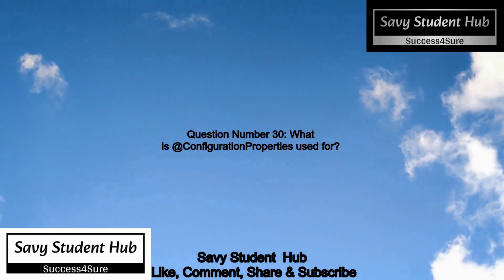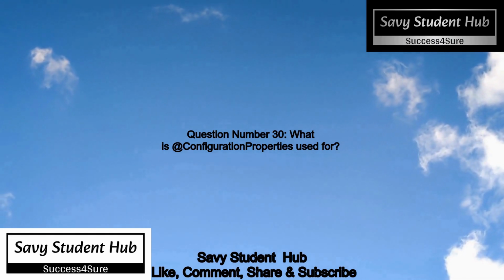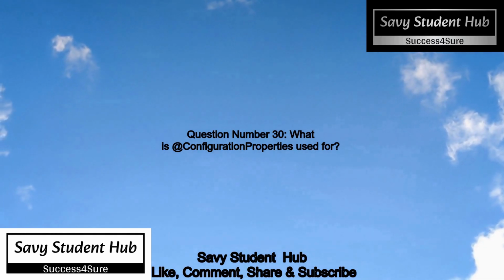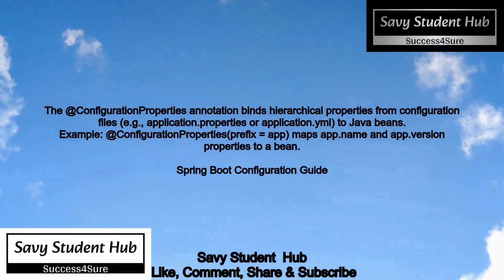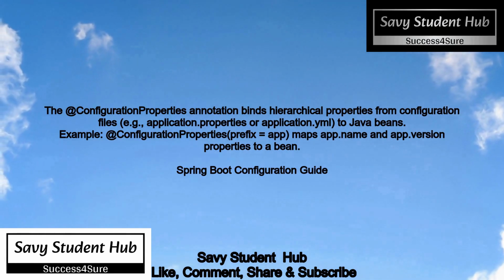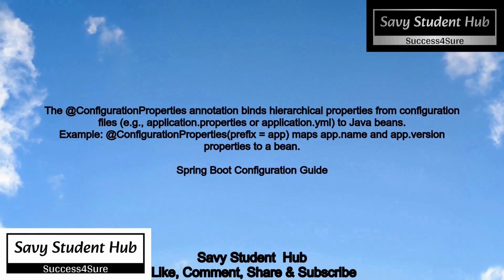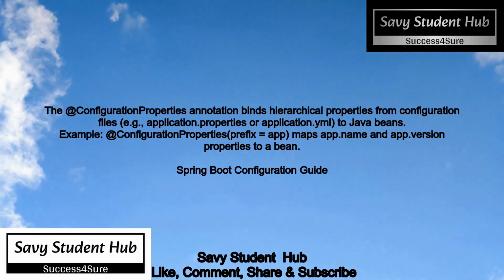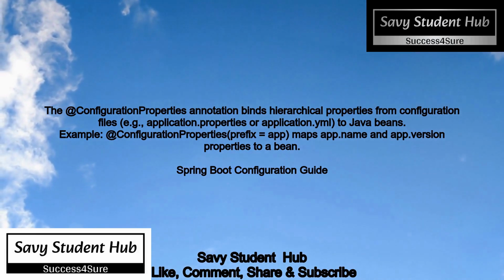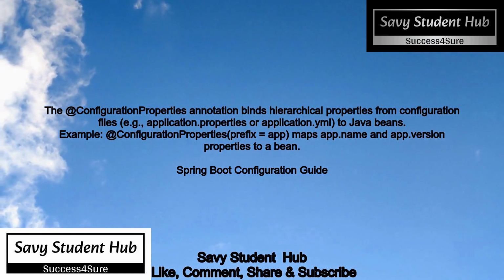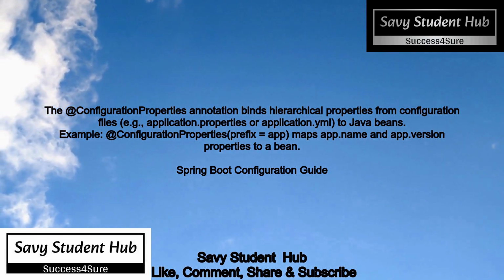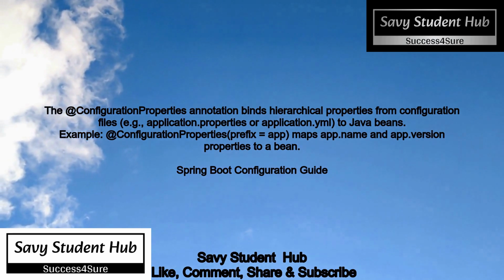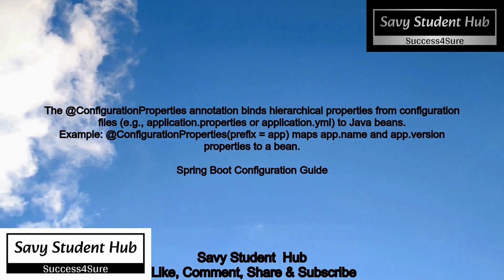Question number 30. What is @ConfigurationProperties used for? The @ConfigurationProperties annotation binds hierarchical properties from configuration files, e.g., application.properties or application.yml, to Java beans. Example: @ConfigurationProperties, prefix equals app, maps app.name and app.version properties to a bean.